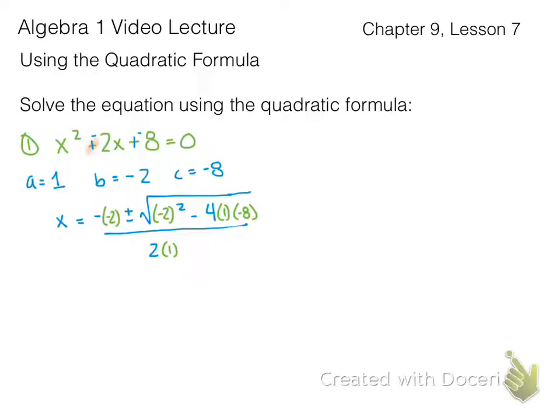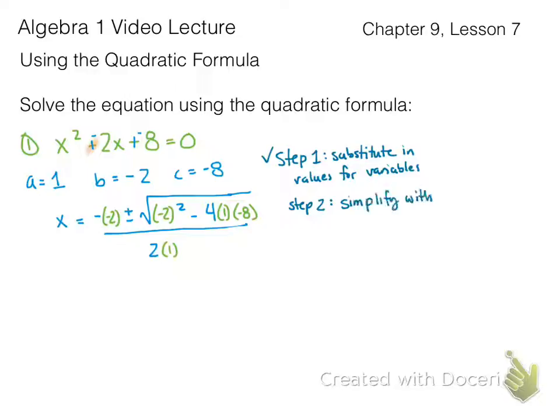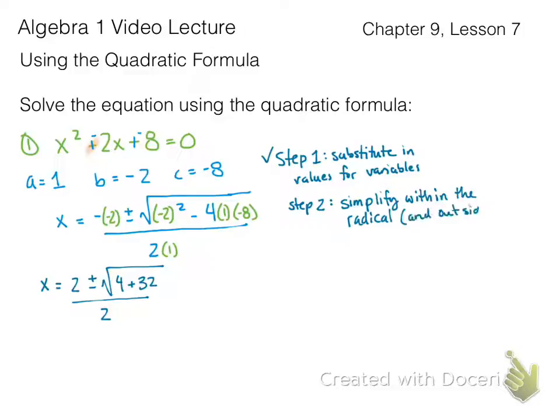I have to take care of things inside of the radical first, and again, the radical is the square root. So step 1, I substituted, I just did that. Substitute in values for the variables. And step 2 is to simplify with the order of operations. I'm going to take care of things inside the grouping symbols first, which would be the square root.